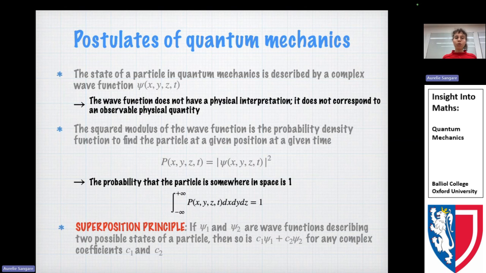So really what the superposition principle says is that if you have two wave functions, corresponding to two possible quantum states of your particle, and you consider a linear combination, so a linear combination just means that you multiply psi1 and psi2 by some coefficient and you add the two together, then this also describes a possible quantum state for your particle. And really, I can't emphasize enough that the superposition principle is the key postulate of quantum mechanics.